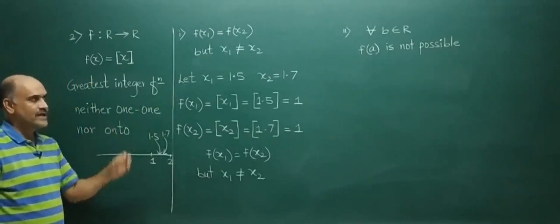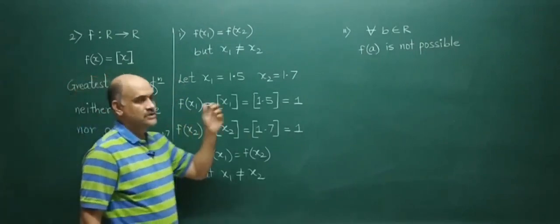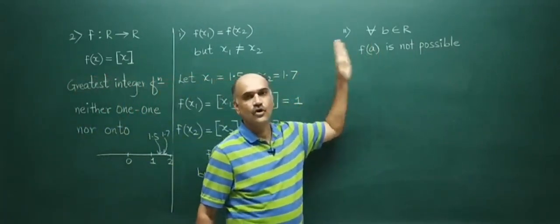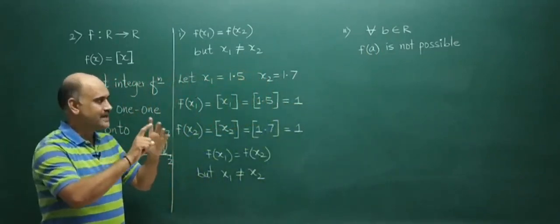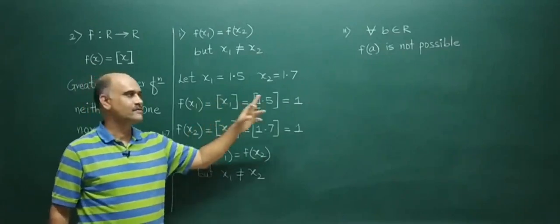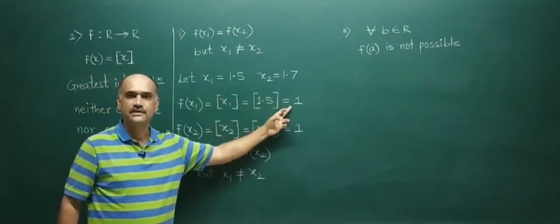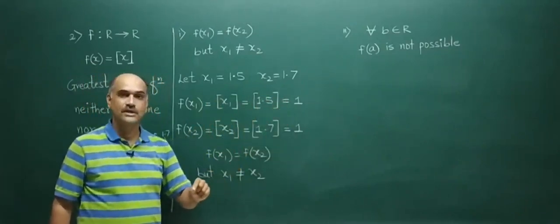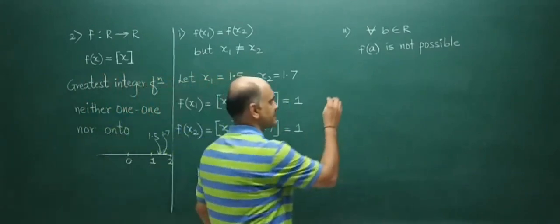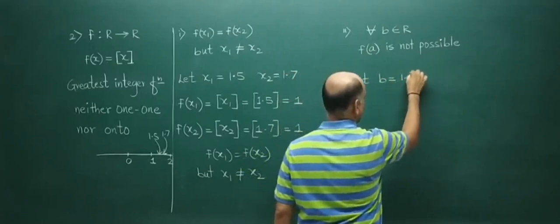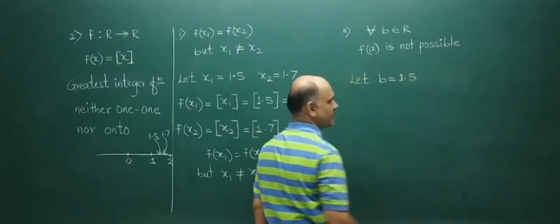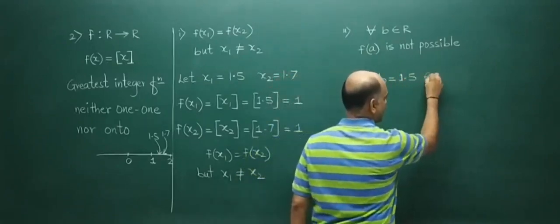Similarly, now if I take onto, you are required to show that f of a equals b is not possible. So f of a means greatest integer of a, which will always be an integer. You take a b value that is a non-integer. So for example, I will take, let b is equal to 1.5. 1.5 is a real number.